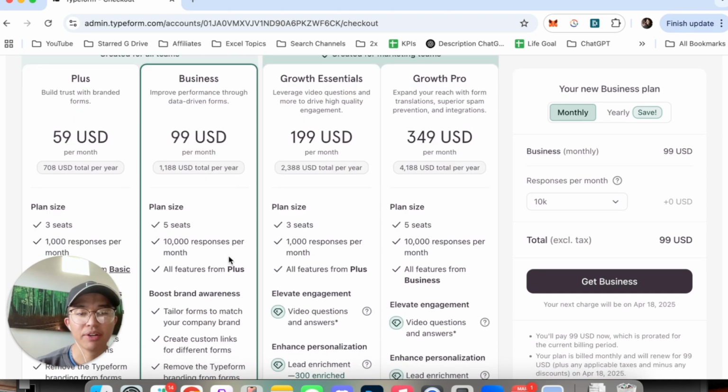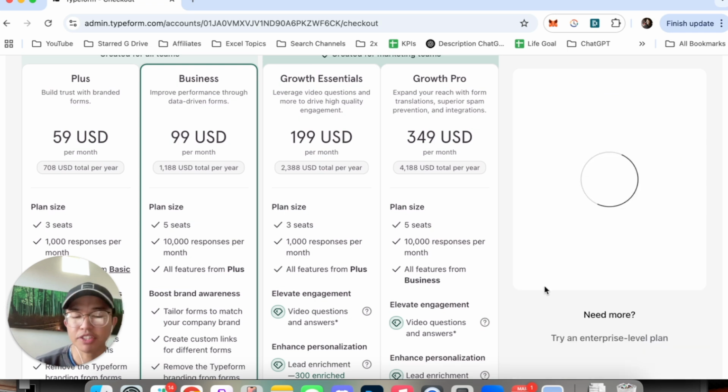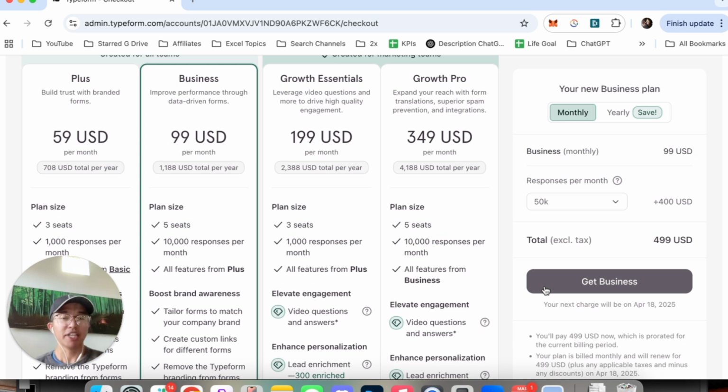Now, I do want to point out that if you do need more than 10,000 responses per month, you could always click on this toggle button and get up to 50,000 responses per month, for example. But that right there, guys, is the best and easiest way that I know of to actually go ahead and explain Typeform's pricing structure.